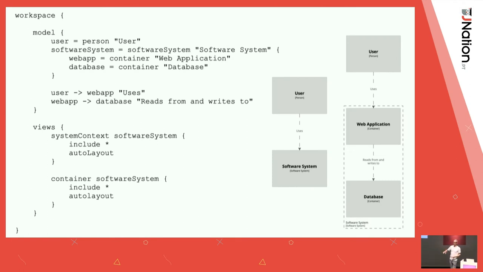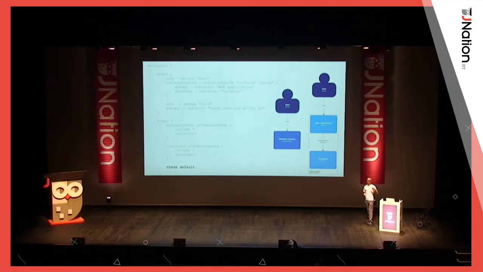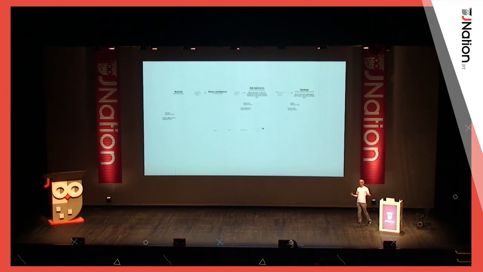So here's the example I showed you before, and it's got some very boring gray boxes. This supports the concept of themes, so we add theme defaults to the bottom, and bam, we get blue boxes, different shapes now. This is also supported for things like deployment diagrams. So the C4 model also defines a deployment diagram. It's also supported by this tooling. The deployment diagram just shows you containers nested onto deployment nodes.